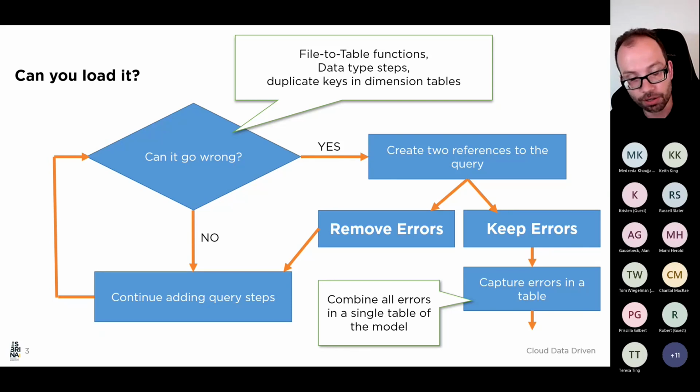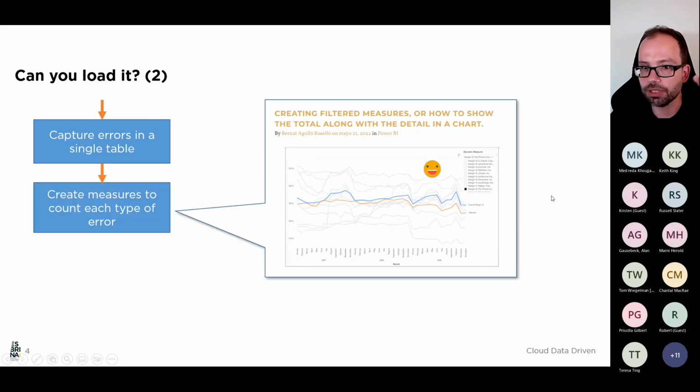So what we'll do, we'll combine all this information in one big table. And from there, what we'll do is create measures to see how many errors we have from each type. And for that, we'll use a script. Yes, let's try to do this first thing.